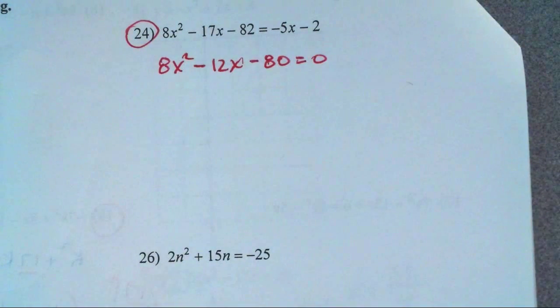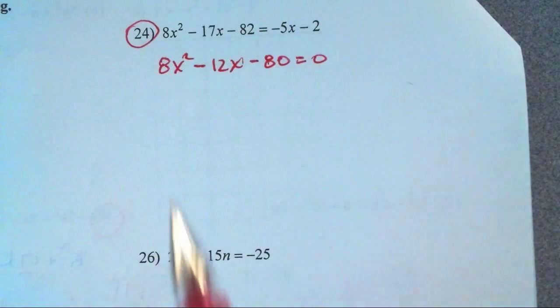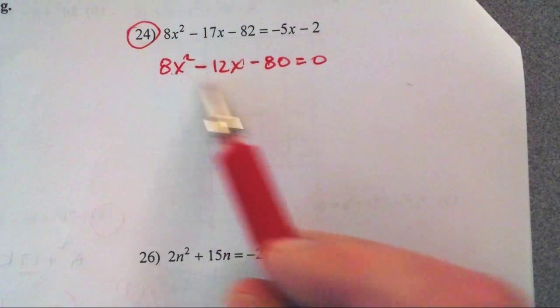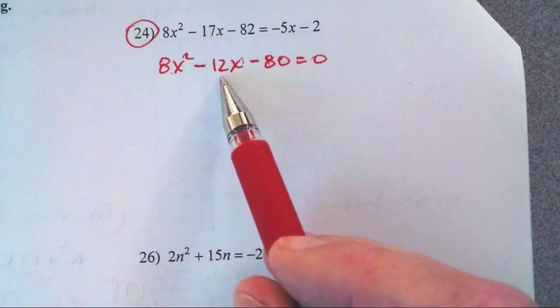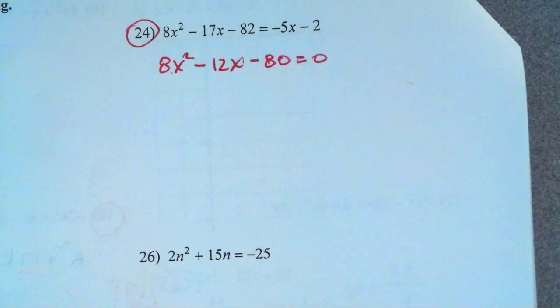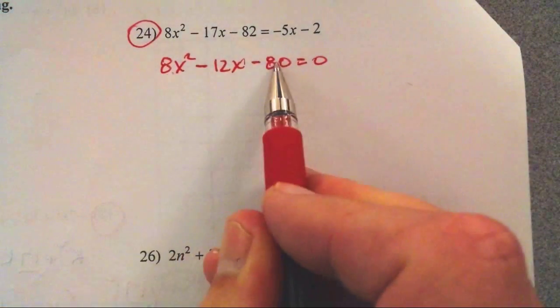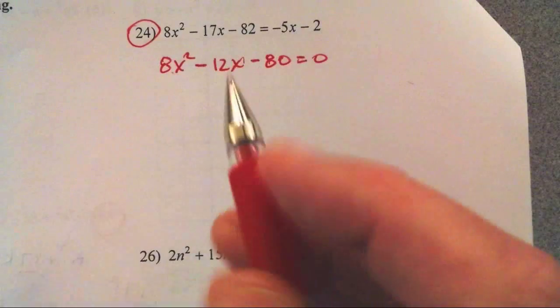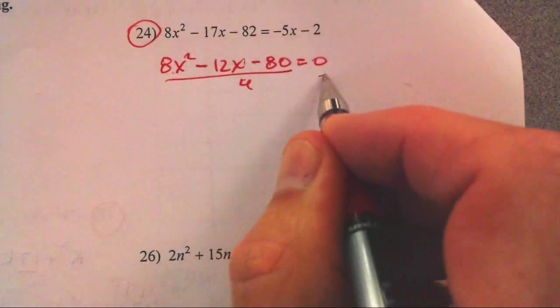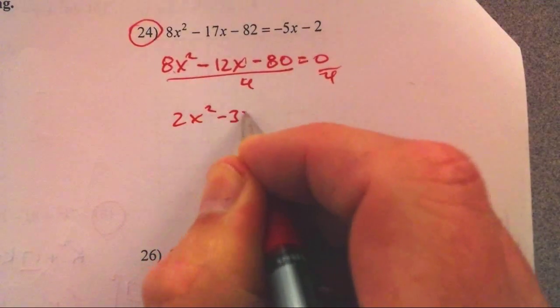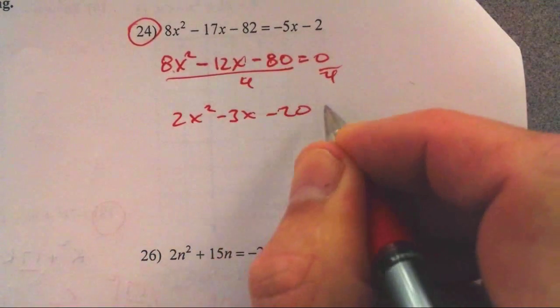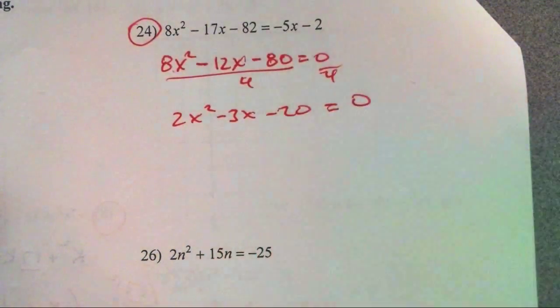Now, it's really a shame that some people right now are probably thinking, well, we're just going to take 8 times negative 80, factors of negative 640 that add up to negative 12. But I can divide out first. I can reduce. 4 divides each of these. So I'm just going to divide both sides by 4. 2x squared minus 3x minus 20 equals 0.